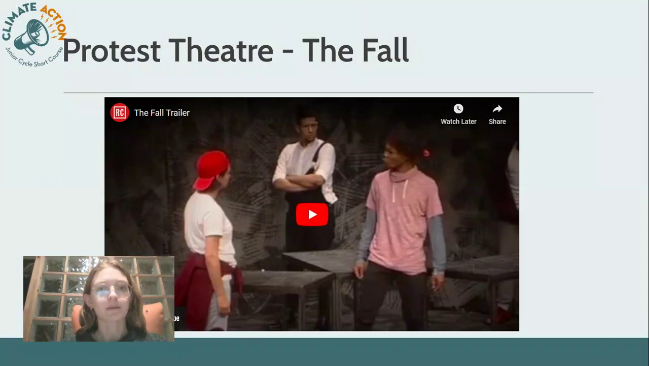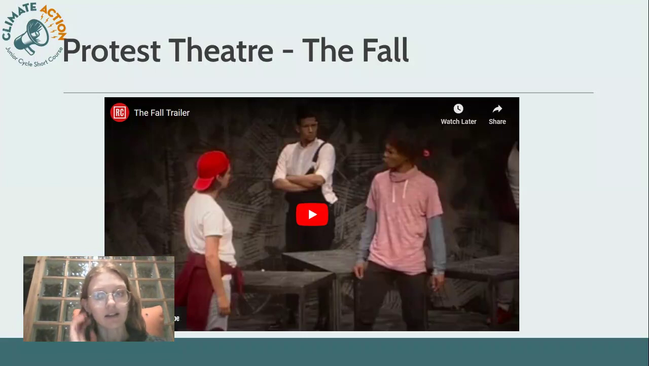Second one is protest theatre. So this is a play called The Fall that was made in South Africa in the University of Cape Town when there were conversations happening around a guy called Cecil Rhodes, and Cecil Rhodes was a slave owner, a colonizer, who there's a big statue of in Cape Town. There's also a big statue of him in Oxford. And a few years ago, they really wanted to campaign to take it down because they said it was a symbol of colonization, a symbol of white supremacy in the university.